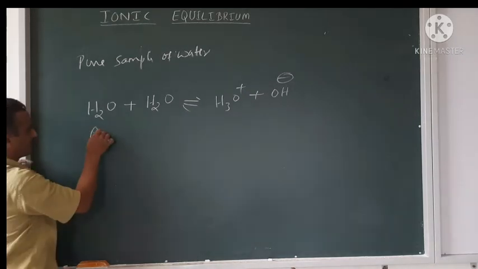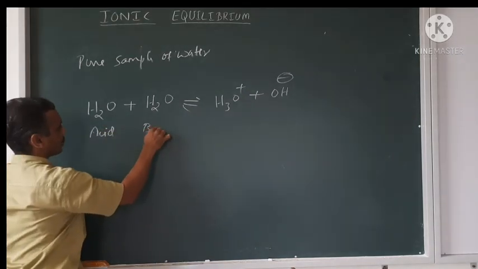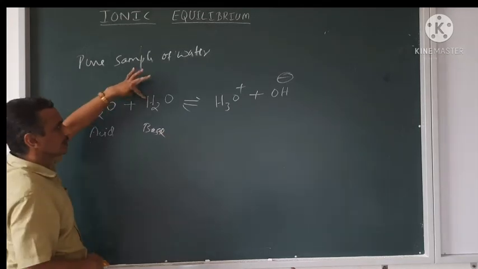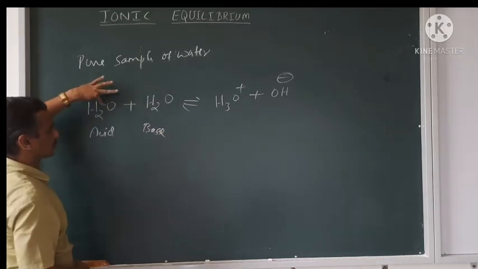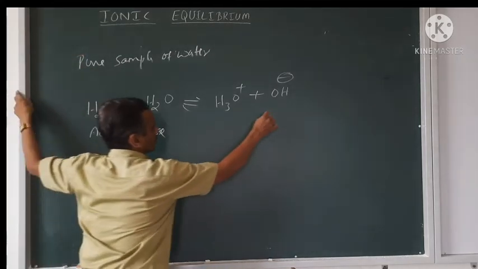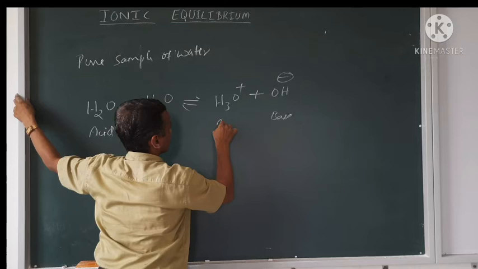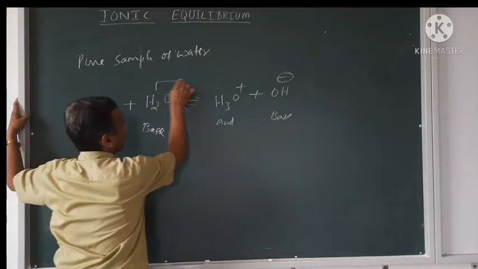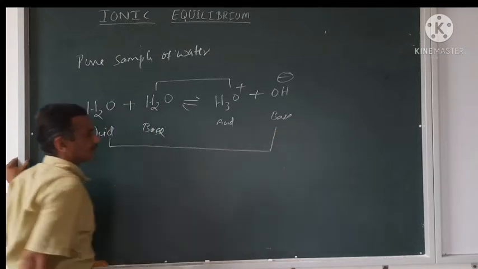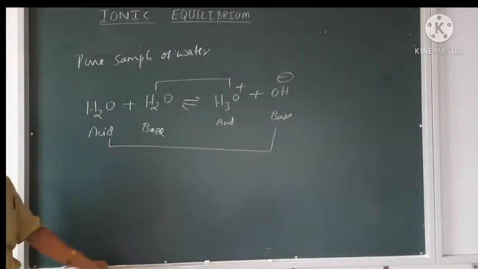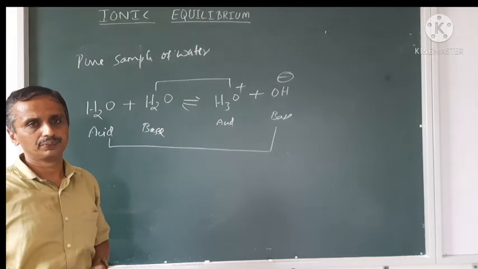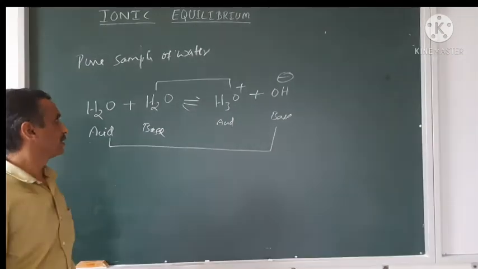So, if this is acting as an acid, this acts as a base over there, meaning it is accepting the H plus. So, this is acid, this is a base, this is acid. So, this and this are conjugate acid base pairs, and this and this are the conjugate acid base pairs. So, a pure sample of water also gets ionized, and it is to a small extent.